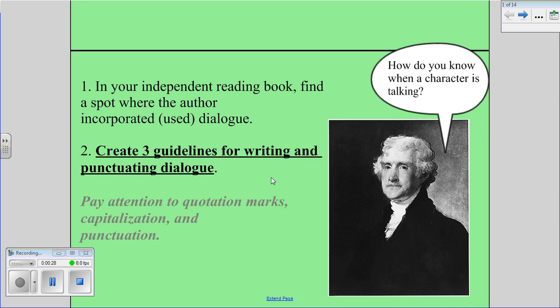Once you've done this, I'd like you to go to your independent reading book and find a spot where the author used dialogue. Please create 3 guidelines or rules for writing and punctuating dialogue. Please make sure that you pay attention to quotation marks, capitalization, and punctuation. Once you've done this, go ahead and continue the video.